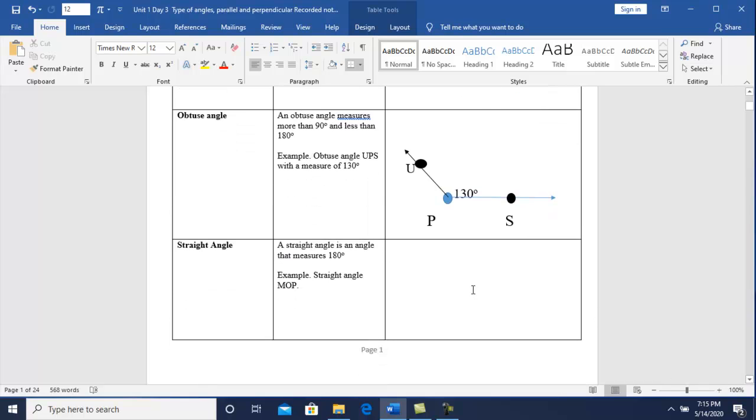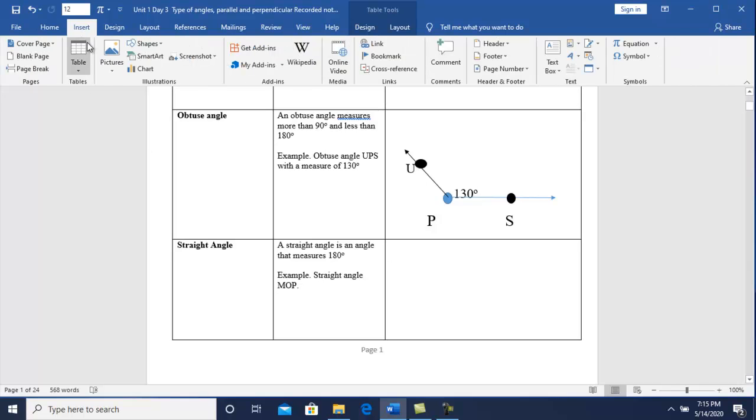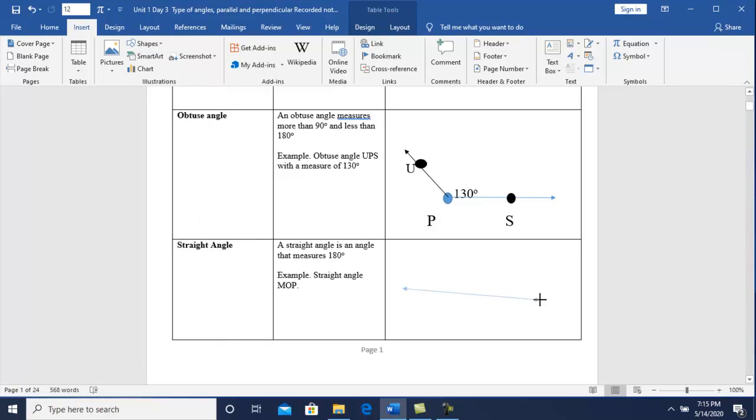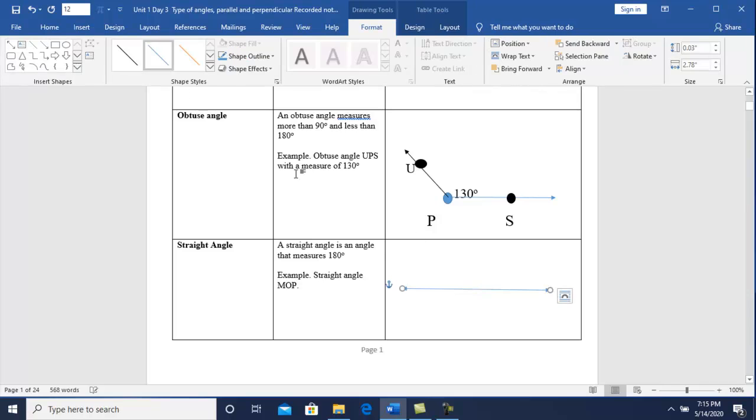What is a straight angle? A straight angle is going to be 180 degrees. So let's draw a straight angle. Now it's going to be a line. Remember, a line is going to have two arrows and 3 points. So you pick 3 points. There's your first one, here's your second, and here's your third.